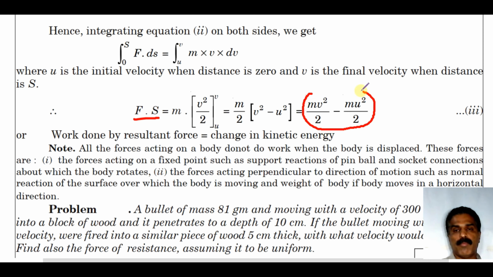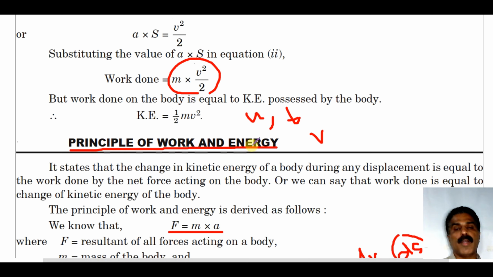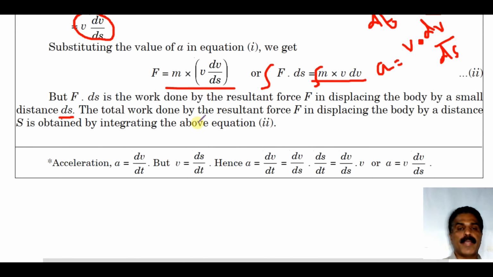mv square by 2 minus mu square by 2, or F into s is equal to half mv square minus half mu square. So what is F into s? It is work done, and this is the change in kinetic energy of the body after t seconds. So work done is equal to change in kinetic energy, and this equation is known as the principle of work and energy, and it is defined as: the work done on a body is equal to the change in kinetic energy of the body.